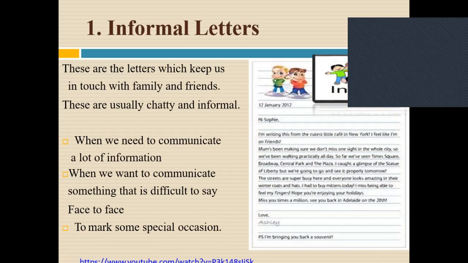Here is the format of this letter. You will start with the sender's address, then the date, then greetings or salutation, and after that the main body of the letter, then the closing, and after the closing you will write your name and sign it.